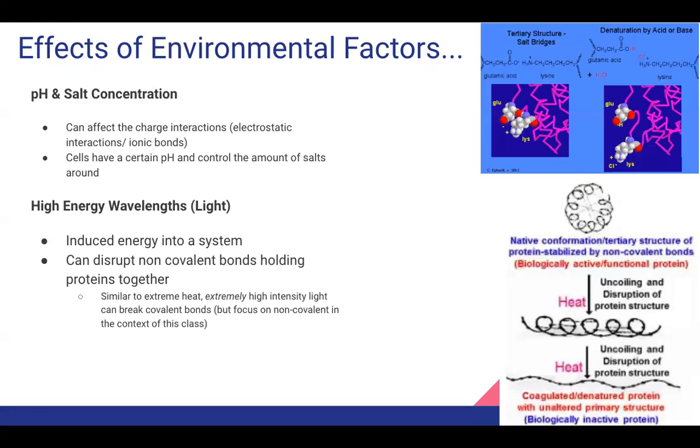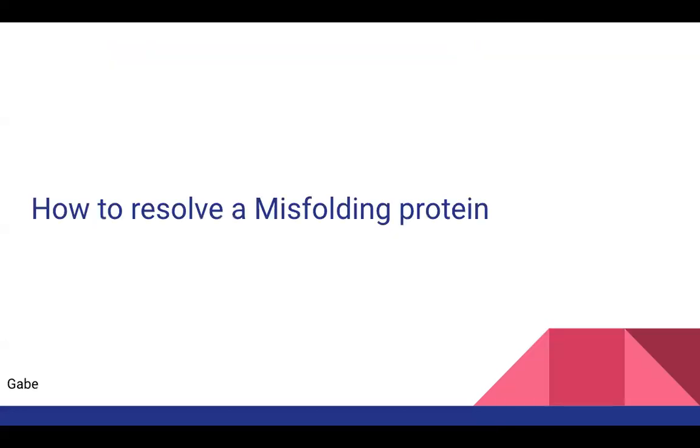And then the last way that we could affect protein is using light energy. High-energy wavelengths would also disrupt the non-covalent bonds and could break them or unfold the protein in the same ways as the other ones we talked about. Do you guys have any questions so far about any of the stuff we talked about? Okay. Great.